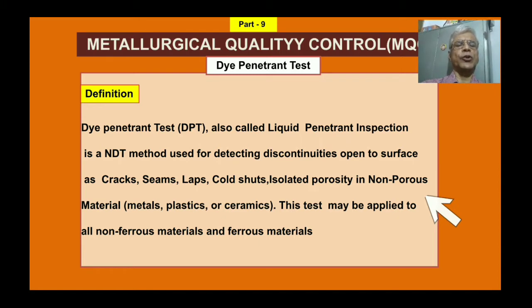This can be used for all types of ferrous and non-ferrous, irrespective of whether the material is ferromagnetic or not, like plastics, ceramics and everything. In case of magnetic particle inspection, which I have described earlier in part 8, it was only limited to ferromagnetic material, but this dye penetrant test is applicable to all ferrous as well as non-ferrous material. So this is one of the advantages of this particular process.